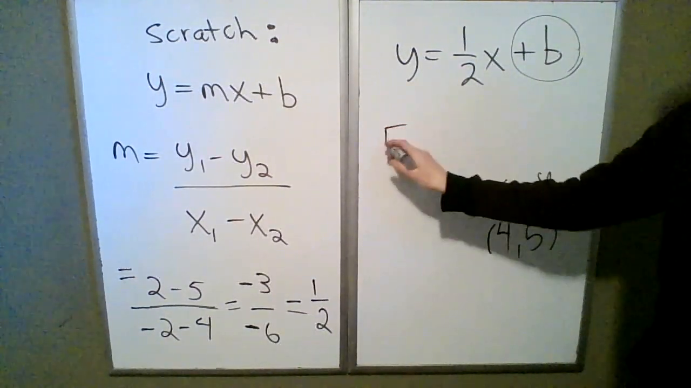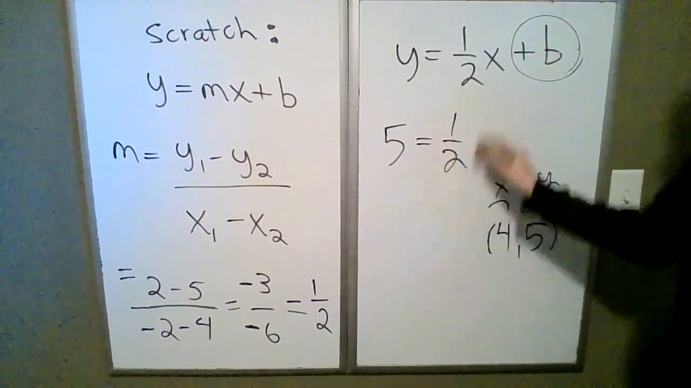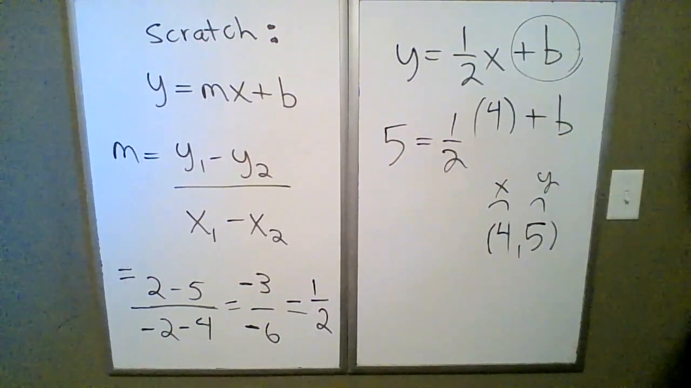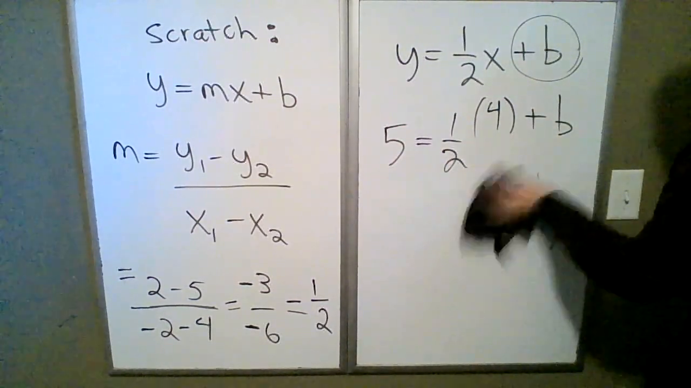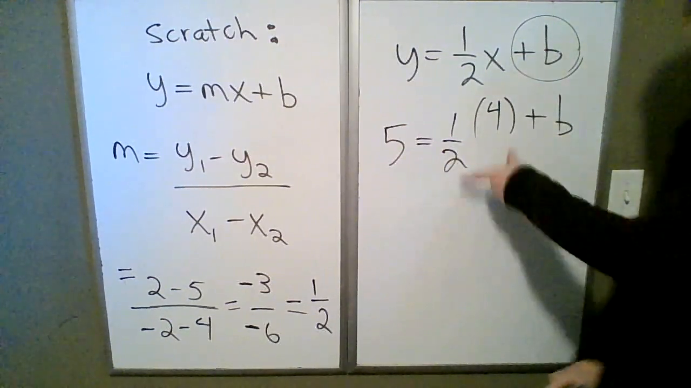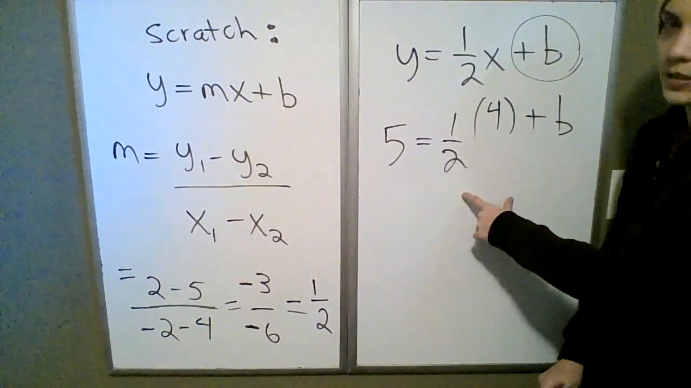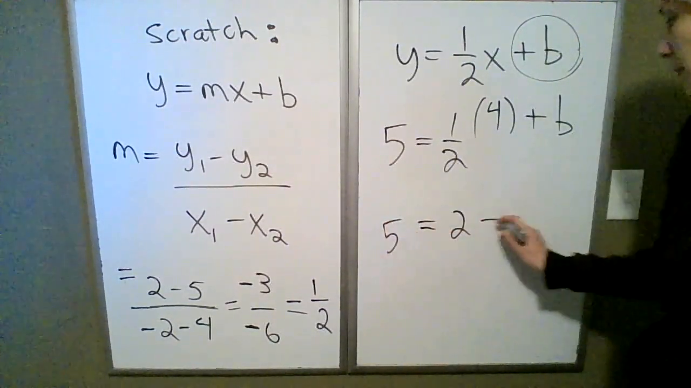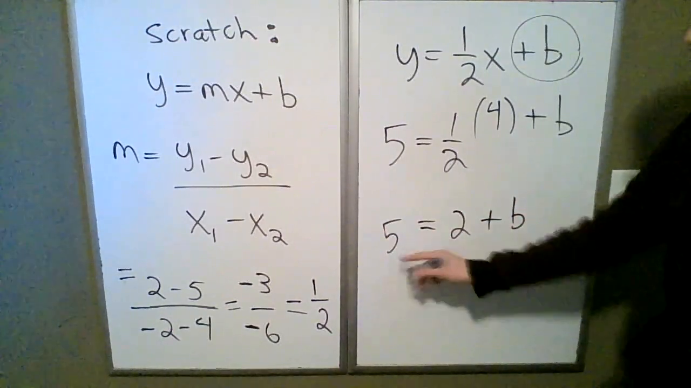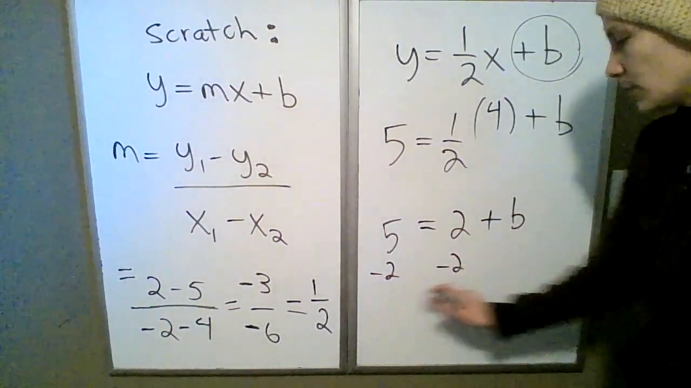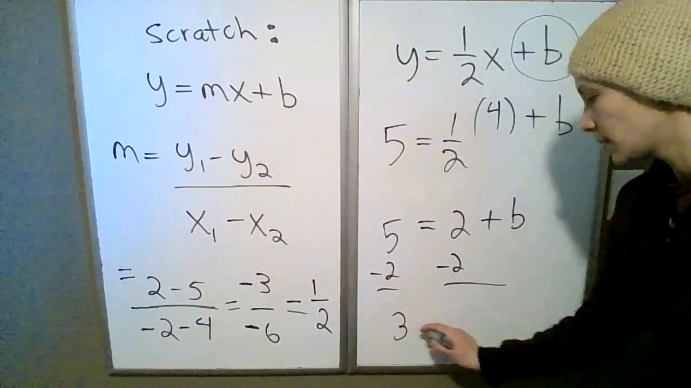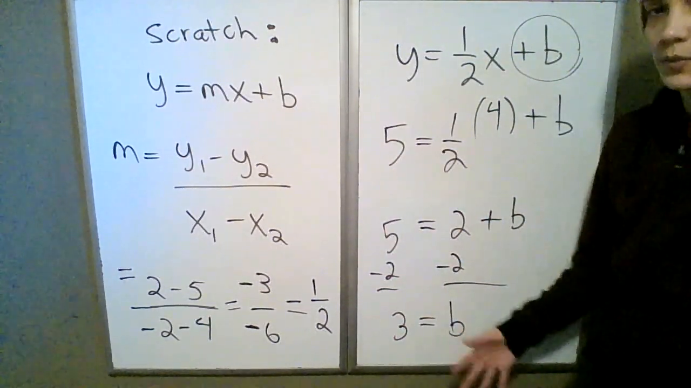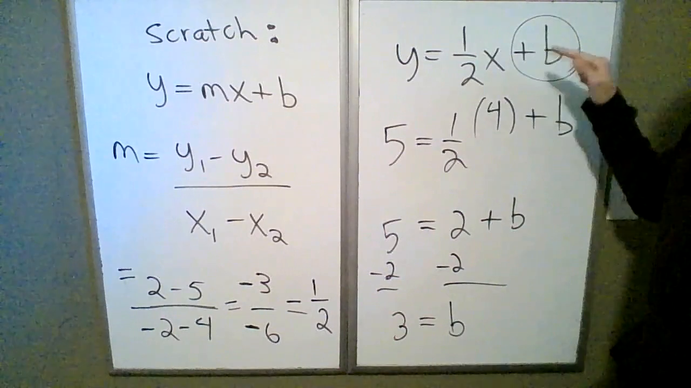So I need 5 on this side. So it equal to 1/2 times 4. Then add b. Okay, 1/2 times 4, or 4 divided by 2 is 2. Then subtract 2 from each side, and I get b equal to 3. So then after I put this into the equation, we're done. Y equals 1/2 x plus 3.